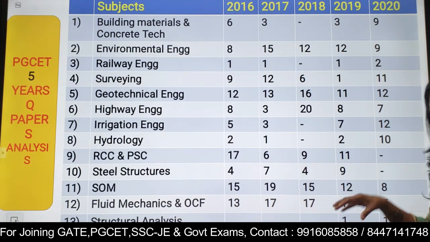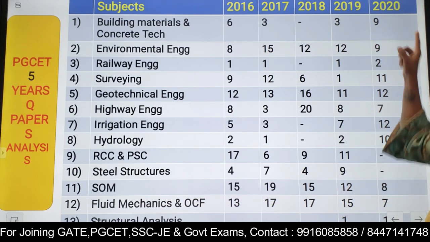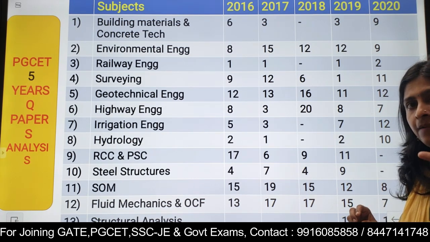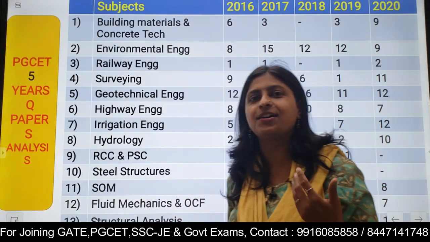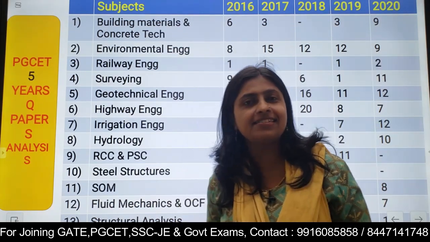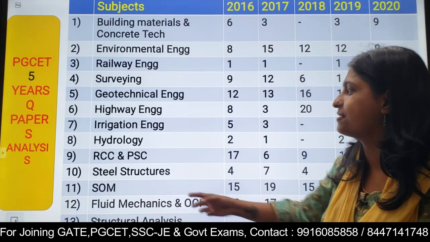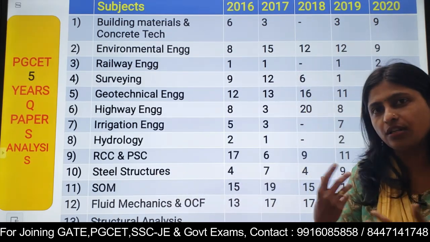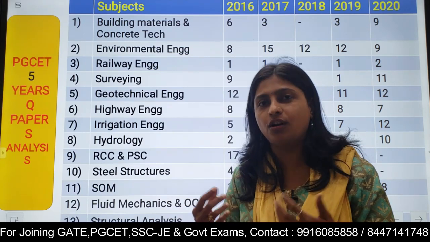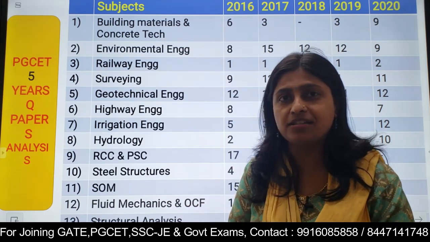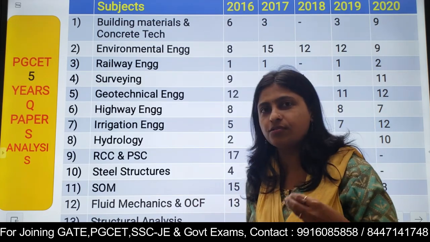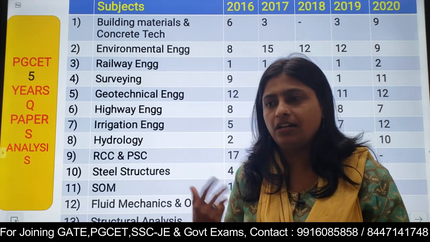So on average for this particular paper, the 2021 PGCET paper, you can expect at least somewhere around 5 questions. Okay, these are all my guesses. If these guesses come true, I will be the most happiest person. Whatever suggestions I give, we do a lot of analysis before that. I will not mention just some random XYZ number, nothing like that.